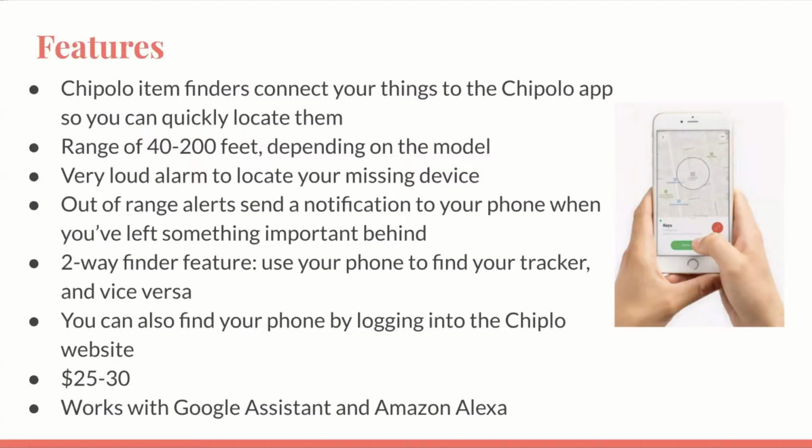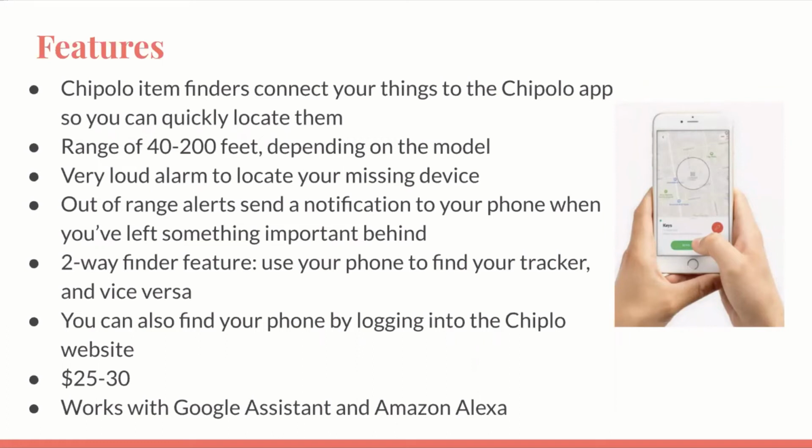For example, if you were at a restaurant and you left your wallet on the table or your keys and you had the tracker attached to them, you would get a notification on your phone telling you that you forgot your keys, which can really prevent anything bad from happening.